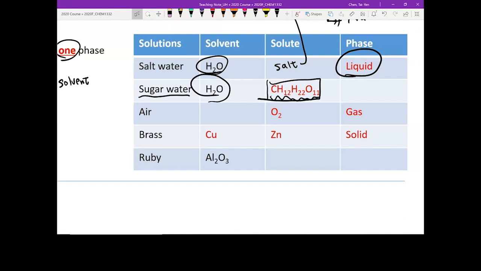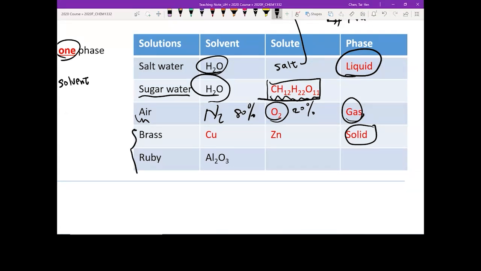But solutions don't necessarily have to be in the liquid phase. They can also be in the gas phase or the solid phase. Air is one of the most commonly seen solutions in the gas phase. Inside our air, we have around 20% O2, so O2 is our solute. Inside our air, 80% is nitrogen.